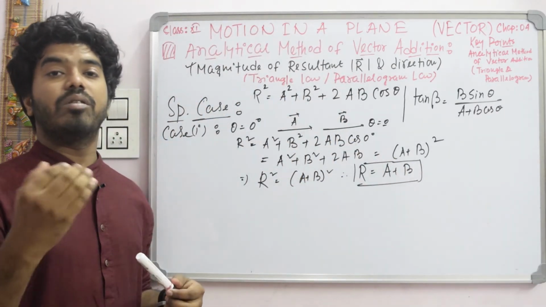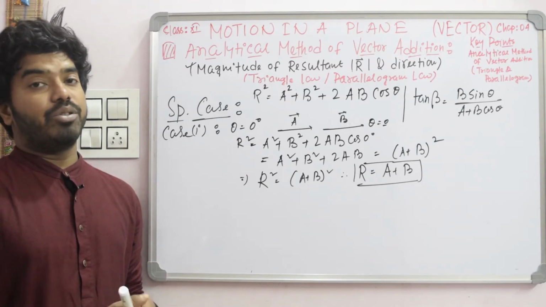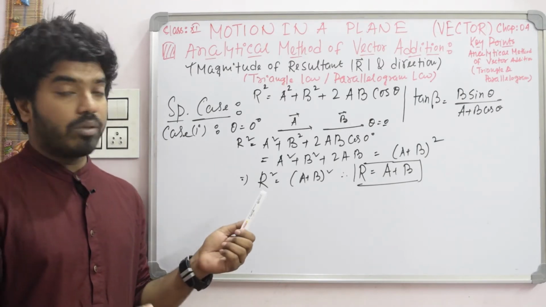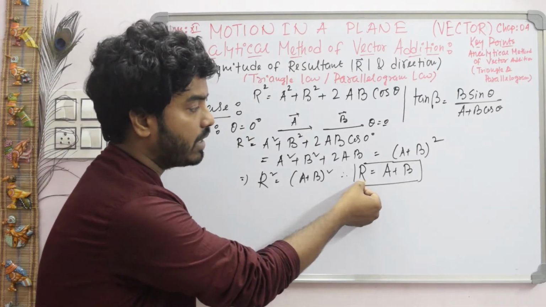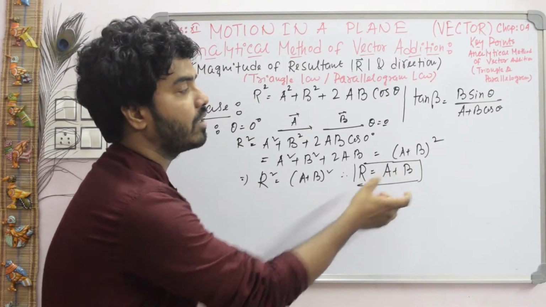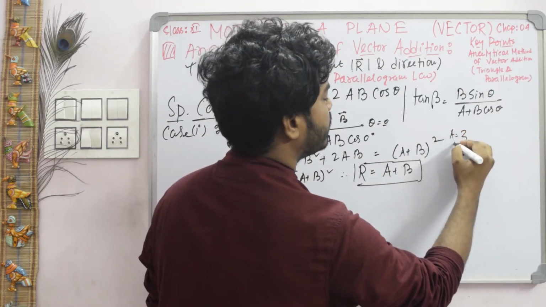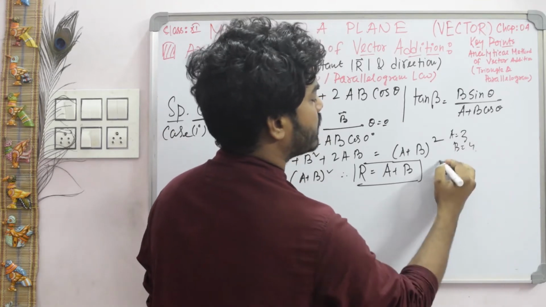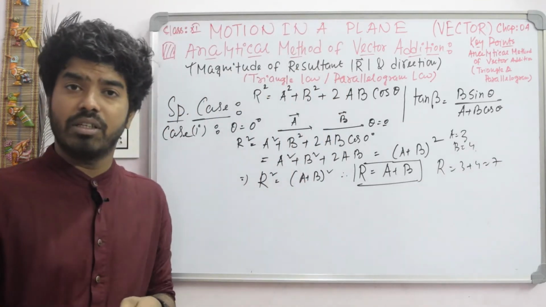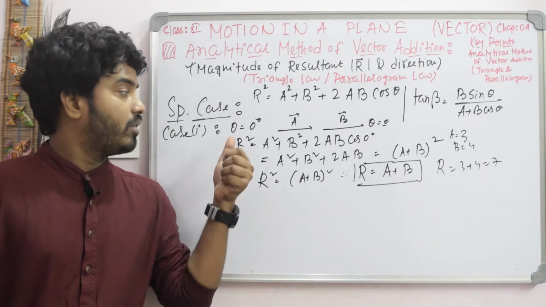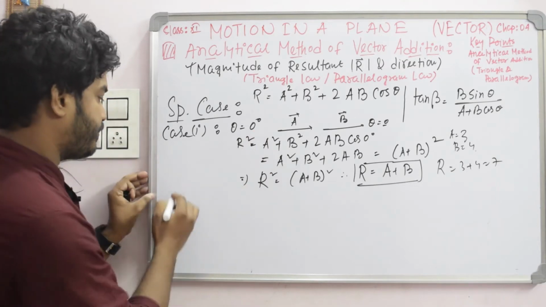So when theta is equal to 0 degree, that means there is no angle between the two vectors, what will be the formula for resultant? The resultant vector will be the addition of the individual vectors. Suppose vector A's magnitude is 3 and vector B's magnitude is 4. So here the resultant will be 3 plus 4, that is 7. Just simple addition. This condition applies when theta is equal to 0 degree. Now case 2.